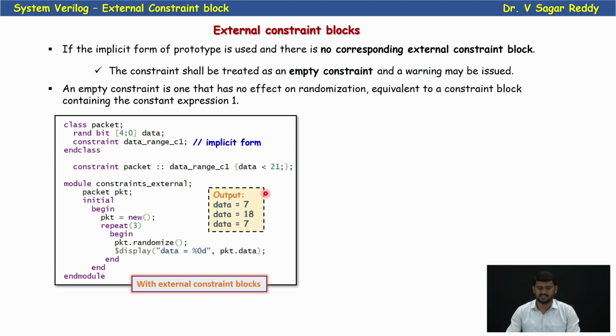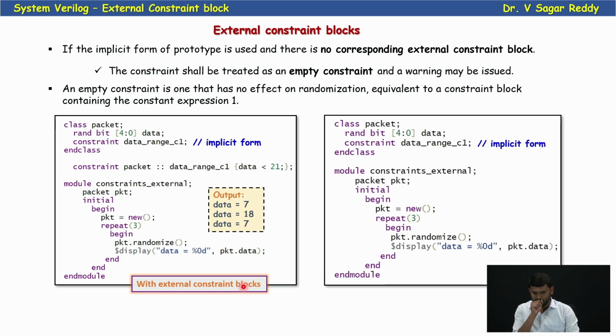So what is the condition here? What is the expression? Data less than 21. This is an implicit form. There is no external keyword, but we can define that constraint outside the class. So that was with an external constraint block.